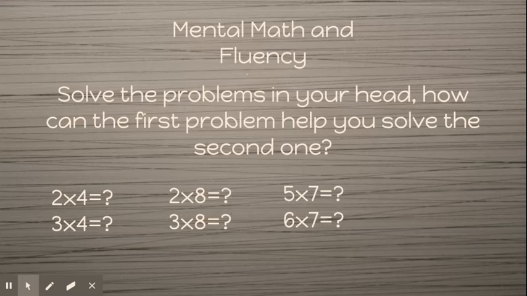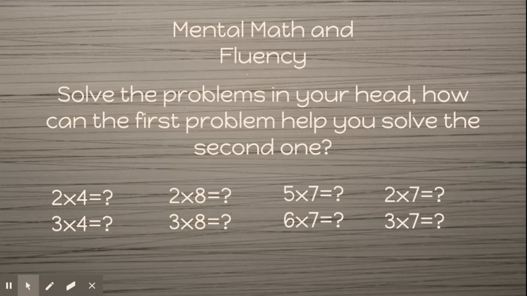5 times 7 and 6 times 7. Answer those two problems. 5 times 7 is 35. We can count by 5's: 5, 10, 15, 20, 25, 30, 35. If we know that 5 times 7 is 35, then we can add another group of 7. So we're going to add 7 to 35 to get 42.